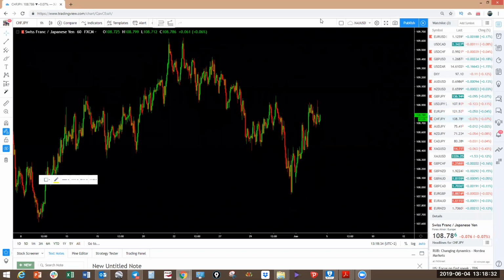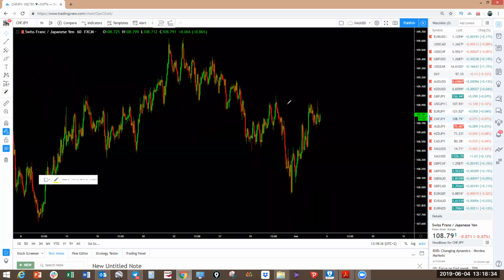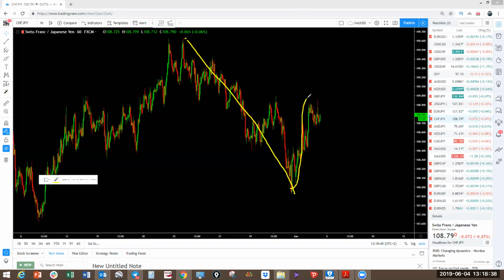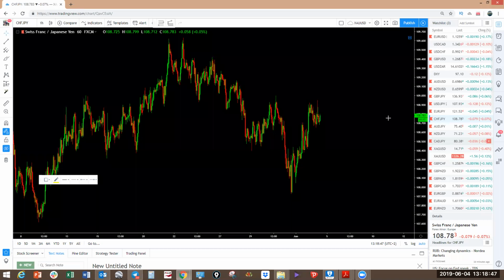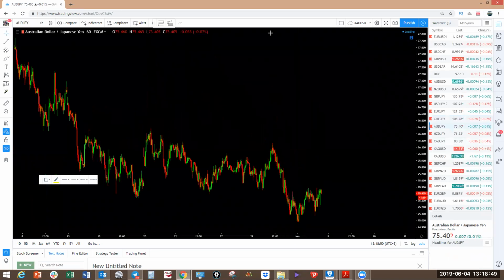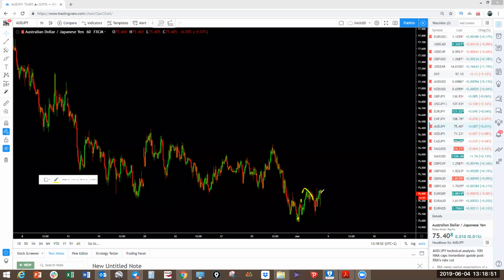CHF JPY, still our trade of the week, did not play out as perfectly as we wanted it to. It has pulled back, but we still expect that it will make a move to the downside. AUD JPY, with AUD looking so strong, this one can give us this structure, this pullback, and that will still push this lower.